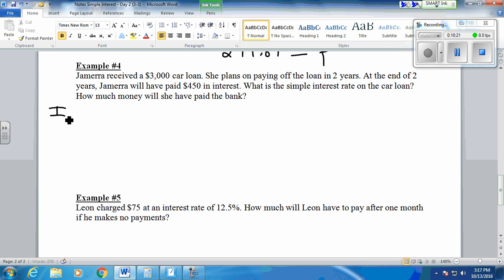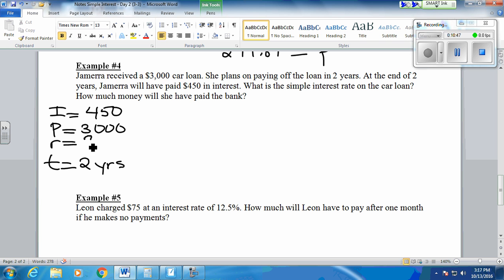So again, I'm thinking to myself, what information do I have? What do I not have? If she received a $3,000 car loan, that's the amount of money that she's borrowing. So that sounds like my principal. She plans on paying off the loan in 2 years. So 2 years would be my time. At the end of the 2 years, she will have paid $450 in interest. That's my I, and I am looking for my rate.